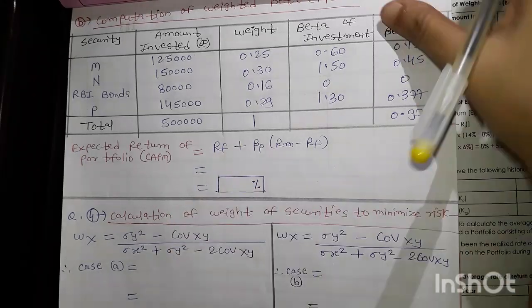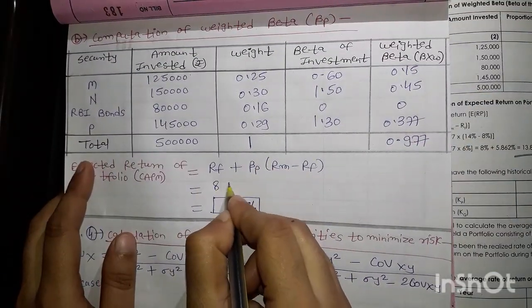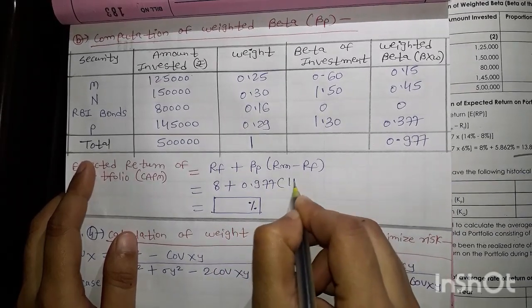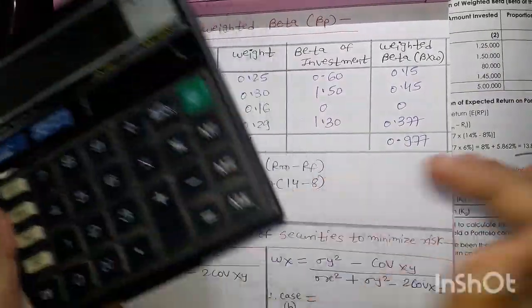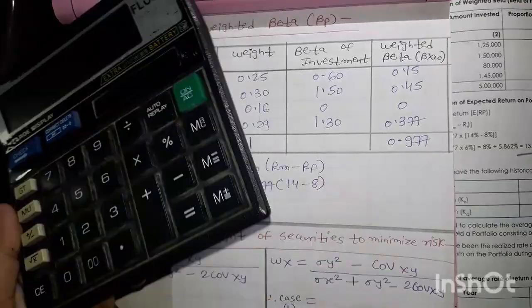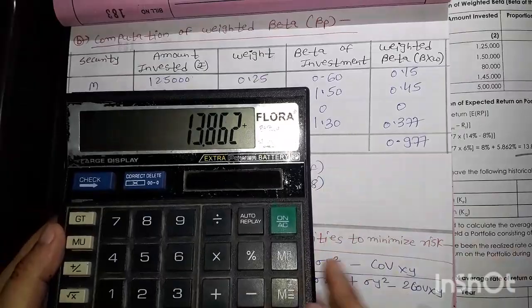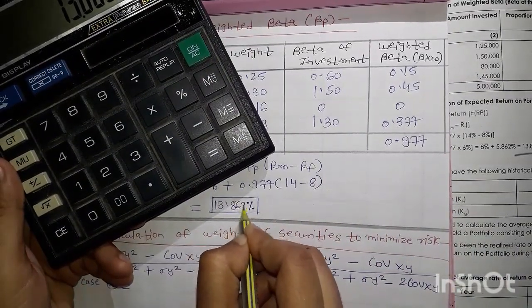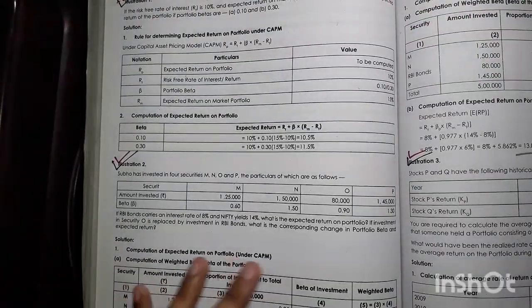Okay, 0.977. Now we'll put it in the formula. RF is given in the question. See, RF is 8 and Nifty, that is RM, is 14. So RF 8 plus beta 0.977 times RM 14 minus RF 8. So let's check: 14 minus 8 multiplied by 0.977 plus 8 comes to 13.862. Okay, so let's check the answer.